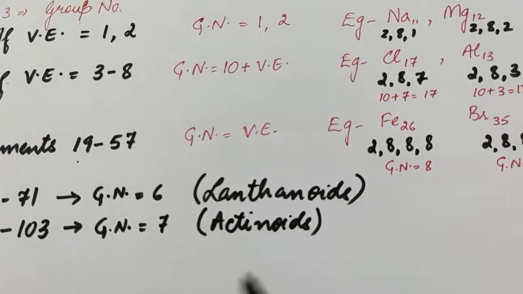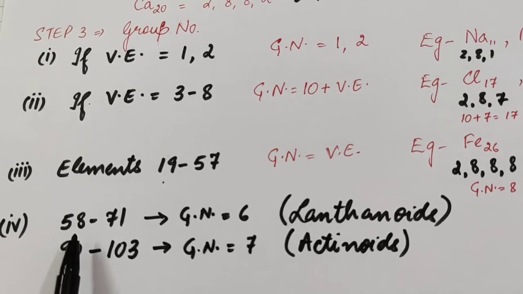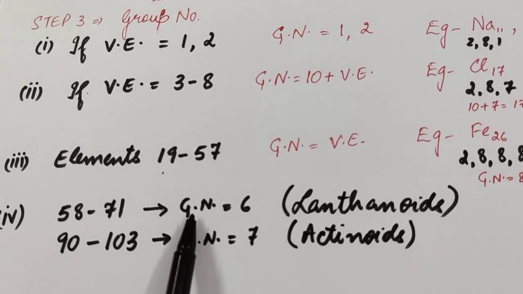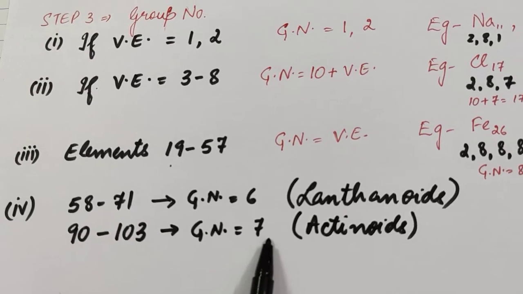This you can simply learn, right? So if the element has atomic number from 58 to 71, automatically group number 6. 90 to 103, then group number automatically 7.